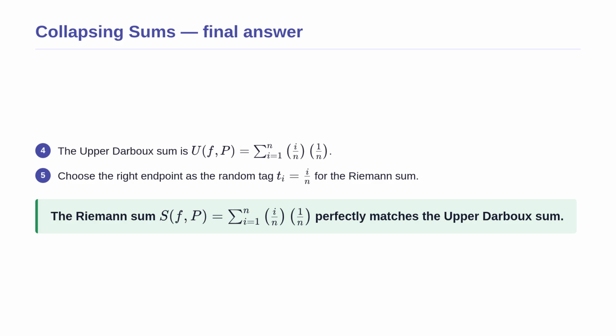Following up on our diagonal line, we can write out the upper Darboux sum using our maximum height of i over n. Now, suppose we are calculating a Riemann sum, and we deliberately choose the right endpoint of the slice as our random tag. The height of our random Riemann rectangle becomes i over n. When we write out the Riemann sum, we see it is completely identical to the upper Darboux sum. This physically demonstrates that Darboux sums are just special, extreme cases of Riemann sums.